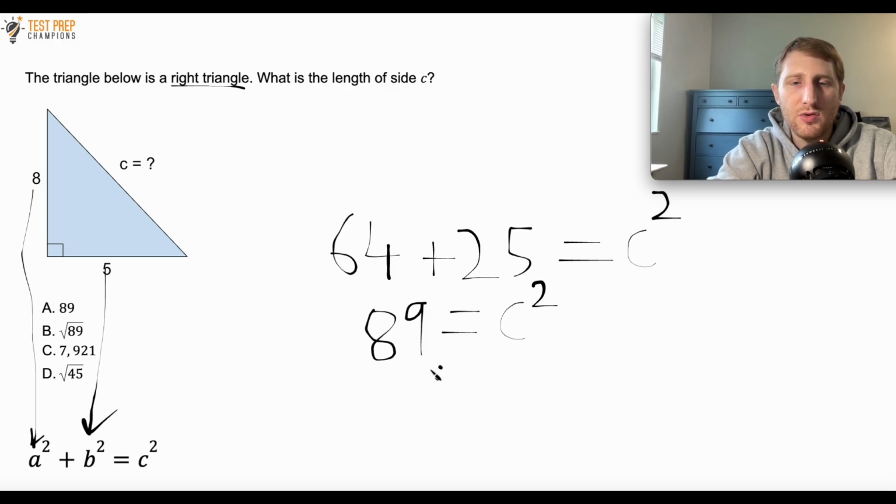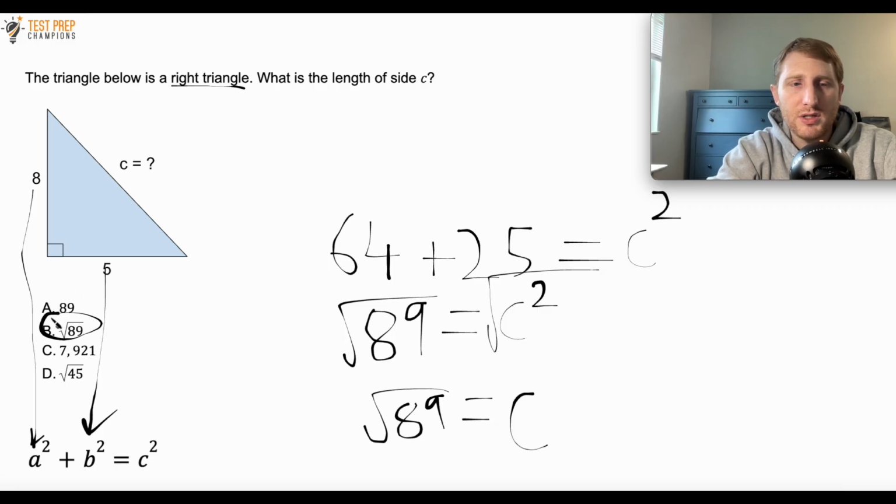And what we really want to do is take the square root. So if we take the square root of c squared, that gets us c. And the answer here is the square root of 89 equals c. So the correct answer to this question is B.